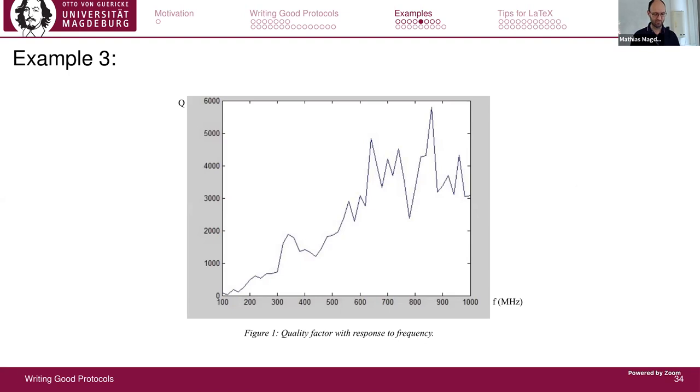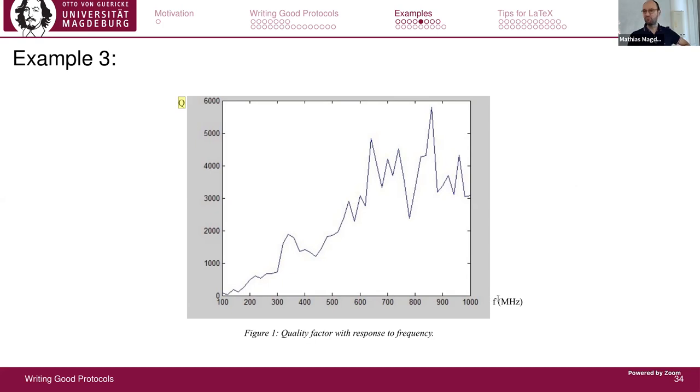Okay, this is also a very nice example of a bad diagram. What happened here in this diagram? F is probably frequency. And this label should be somewhere here. Exactly, and this Q should be somewhere here.